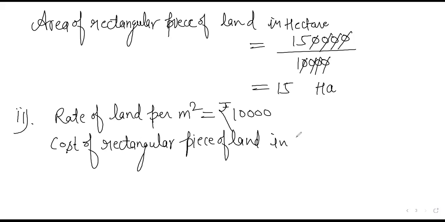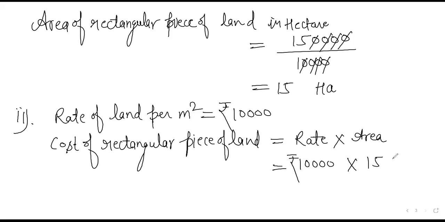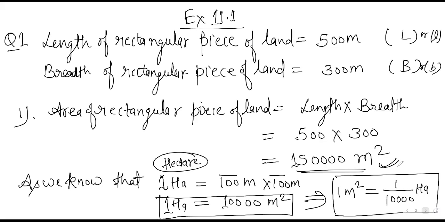The cost of a piece of land is defined as rate into area. If we find the cost of a piece of land, we just take the rate of the land per meter square, which is given, and the area. So the rate will be rupees 10,000 per meter square into the area, which is simply 1,50,000, because the rate is given per meter square, so we have to use this area, not the one in hectare.